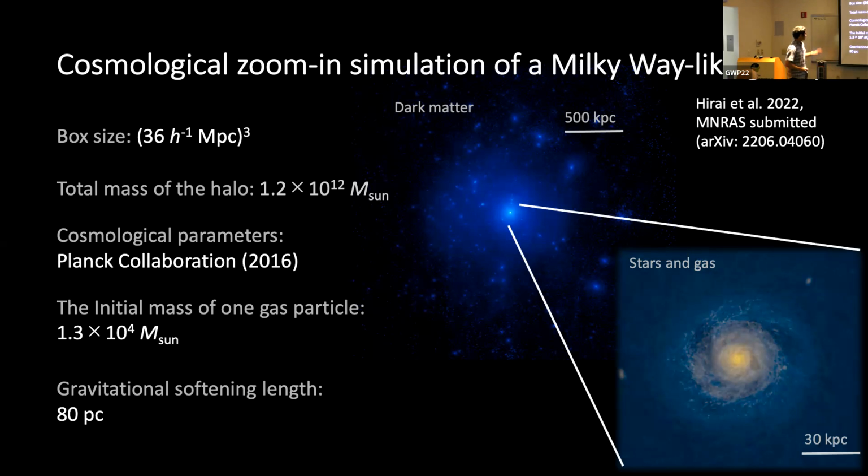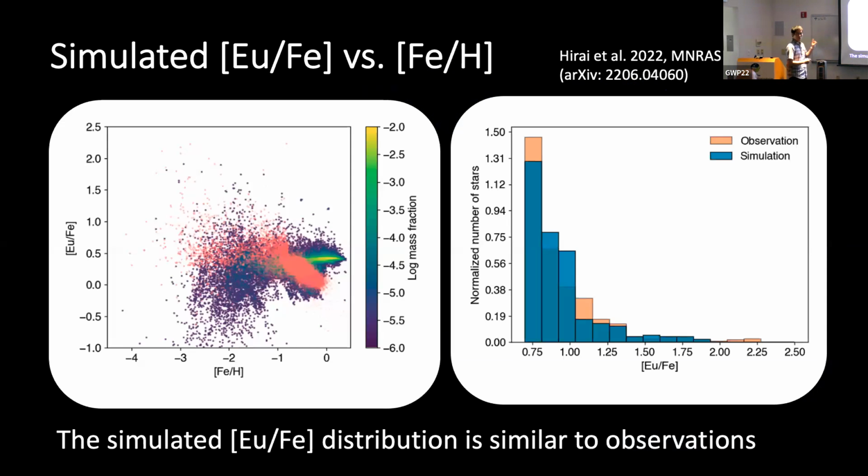So let me show the results. This is the simulated [Eu/Fe] versus [Fe/H] in our simulation. From purple to yellow is the simulated result, and orange is the R-Process Alliance data. As you can see, the simulation shows star-to-star variations in the europium-to-iron ratio at low metallicity. The right figure compares the distribution of the europium-to-iron ratio between the observations and the simulations. The observations are in orange and the simulation is overplotted in blue. As you can see, our simulations have a similar distribution of the europium-to-iron ratio, assuming that neutron star mergers are the main site of the R process elements.